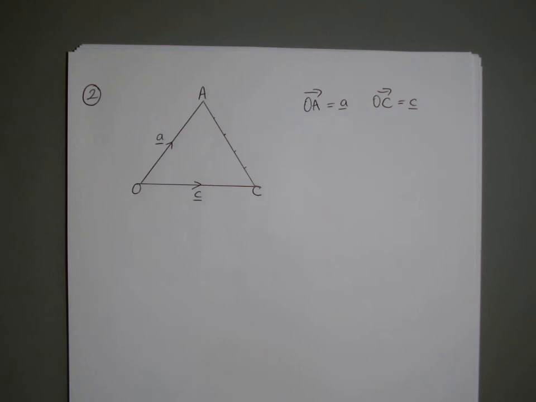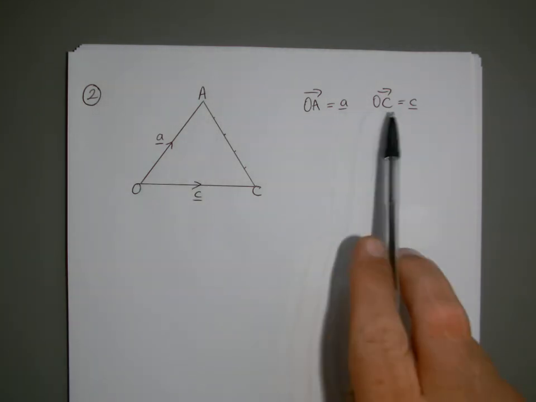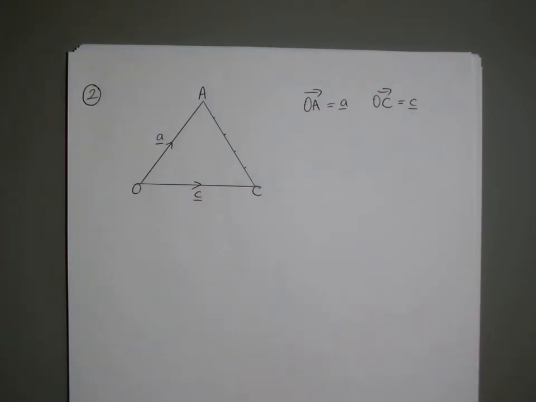Okay, question 2. So we're given a triangle OAC, with O equal to the origin, and we've got the position vector of A as little a, and the position vector of C as little c. Remember, the position vectors describe the location of those points A and C relative to the origin. Of course, it does create a triangle, and it says that there is a point E that divides the line AC in the ratio 3 to 2.